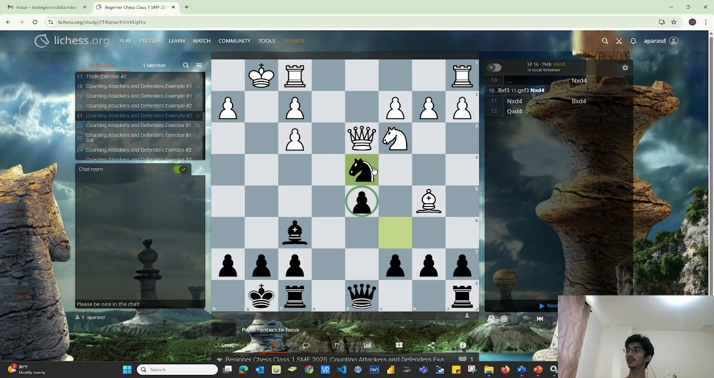So that's how you can use the attackers and defenders to figure out what your next move should be, right? If you see that you don't have that many attackers, then there are two ways you can resolve the issue. Option number one, exchange a non-attacker with a defender, and option number two is move a piece so that it attacks whatever you want to attack.